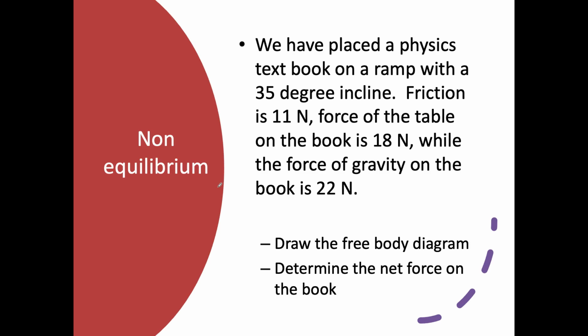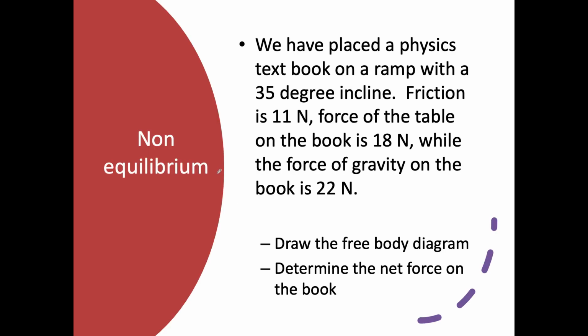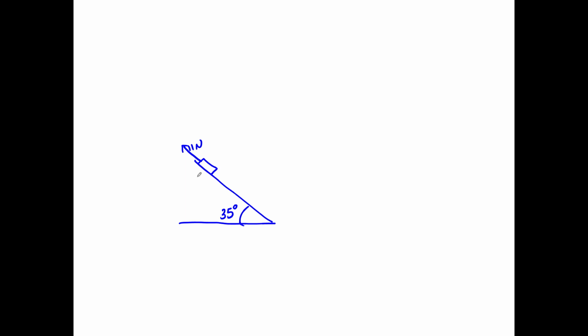So we've got a ramp. What we're going to do here, we're going to draw a ramp. I'm going to draw it down this way. And the book is on top of the ramp, so we're going to draw a book. Now we're going to go back and say we got a 35-degree angle, friction is 11 newtons. So here's my 35-degree angle. Going back is 11 newtons. Force of the table on the book is 18 newtons. So going this way is 18 newtons, and going down it's going to be 22 newtons.